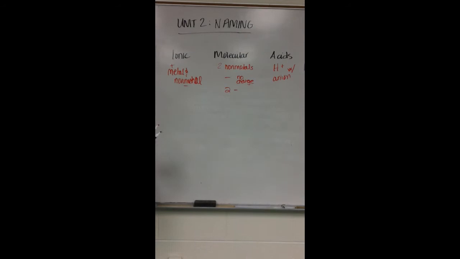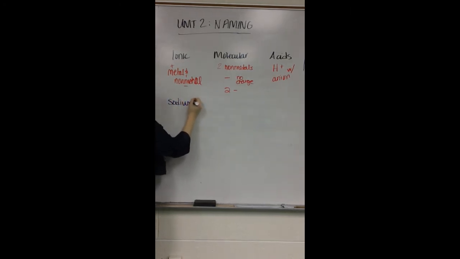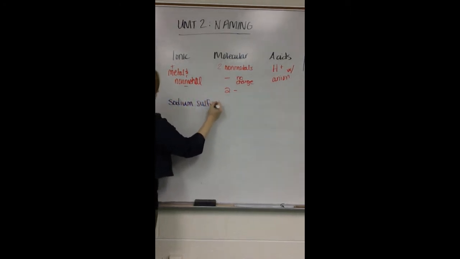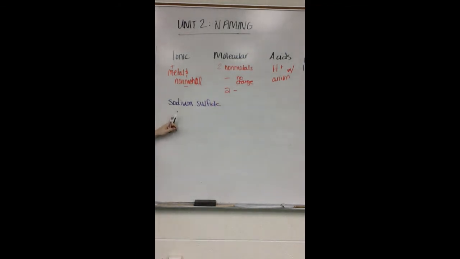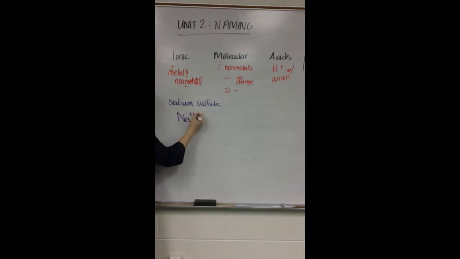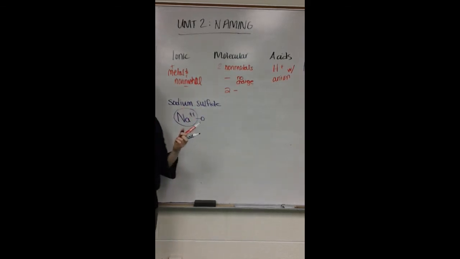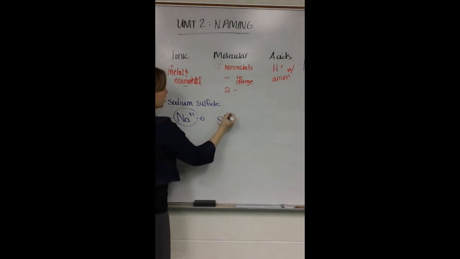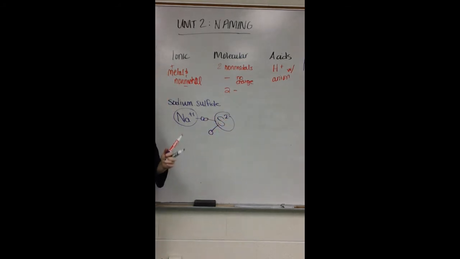So, an example of an ionic compound would be something like sodium sulfide. Sodium is a metal. It's in the 1st column, so it has a +1 charge, which means it has 1 hand. Sulfide is a nonmetal. It's in 2 columns over, so it has a -2 charge, which means it has 2 hands. Sulfide comes from sulfur.